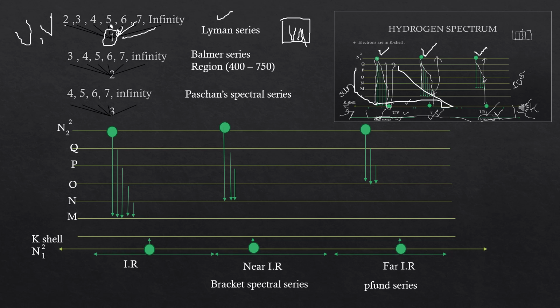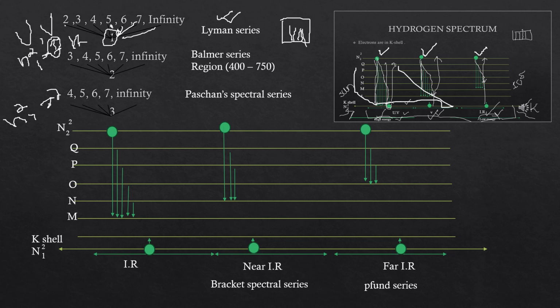MCQs of the Lyman series came like this: n2 to n1 equal to 1. When it says the shell is 1, or K, we identify that it is a Lyman series. If it says n1 is equal to 2, we say it is a Balmer series.